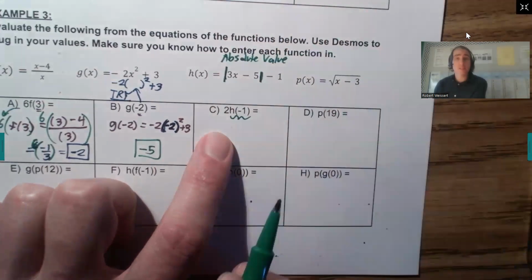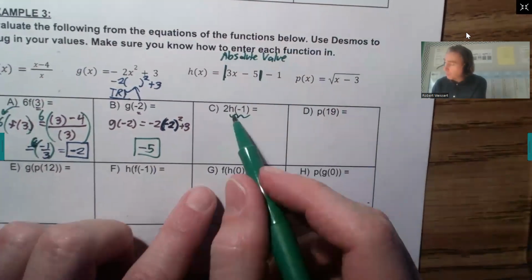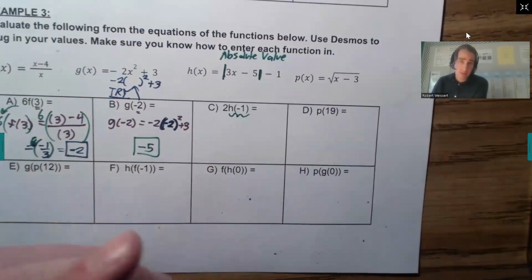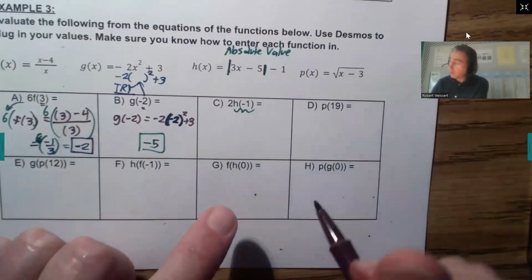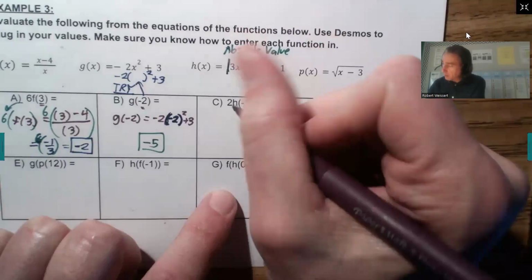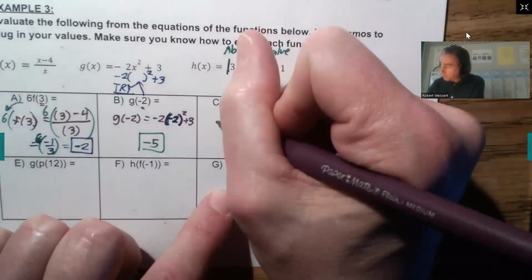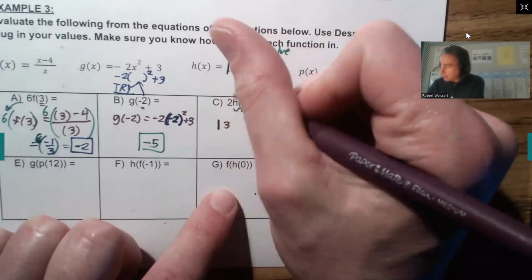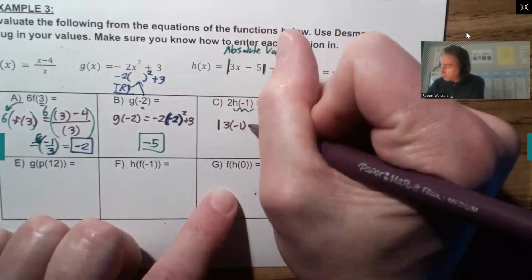All right, I'll show you how to access those on the calculators. But if I want to know absolute value, basically you're going to take the negative away if it's a negative answer. First, though, let's plug in the -1. So the absolute value of 3 times -1 minus 5.